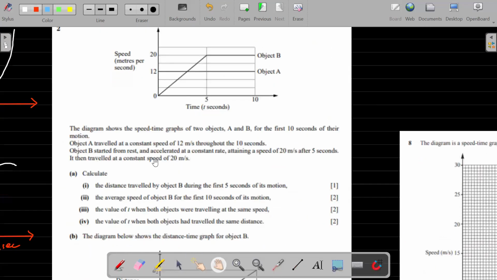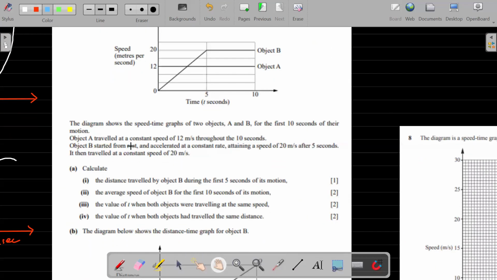all right, it says that the diagram shows the speed-time graph of two objects, A and B, for the first 10 seconds of their motion. Object A traveled at a constant speed of 12 meters per second throughout the 10 seconds. Object B starts from rest, then accelerates at a constant rate, attaining a speed of 20 meters per second. Okay. The distance traveled by object B during the first 5 seconds of its motion.